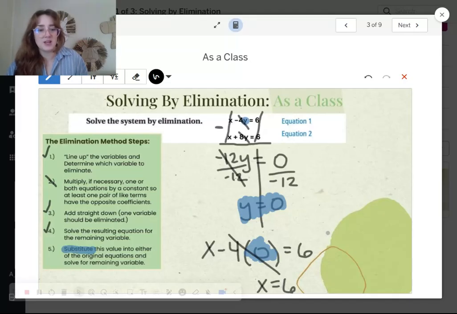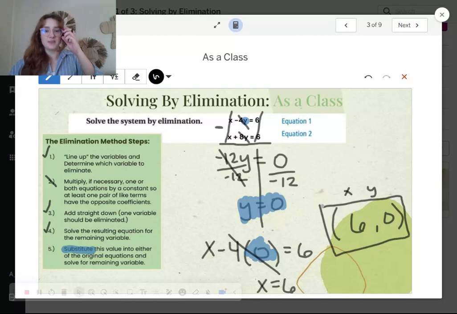So kind of cool. Our final answer is going to be the ordered pair x comma y, so 6 comma 0 for this one. I'll give you guys a moment updating your Desmos notes, and then we'll add to our Engagely.